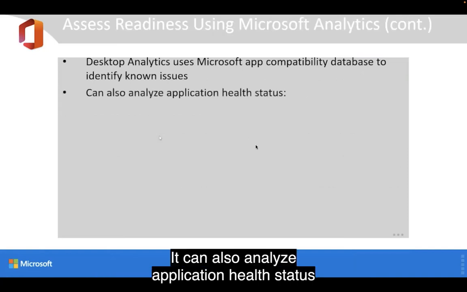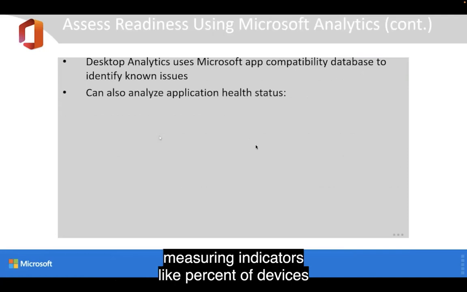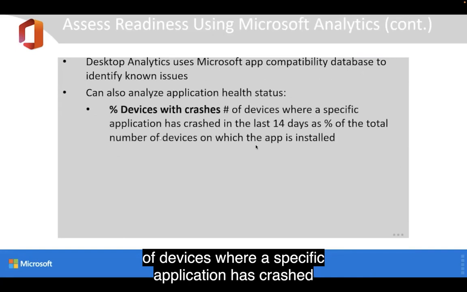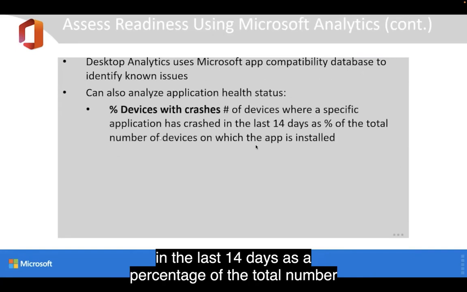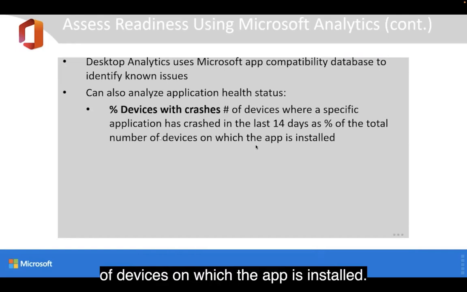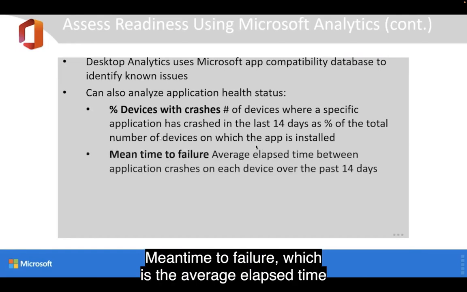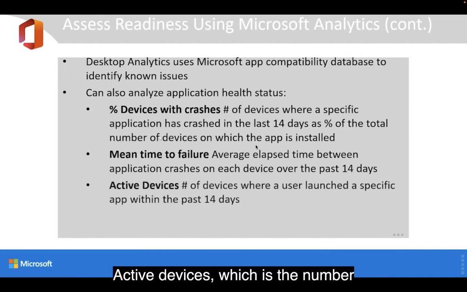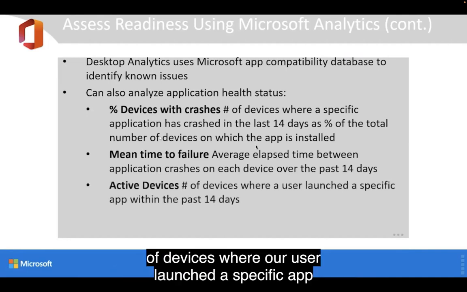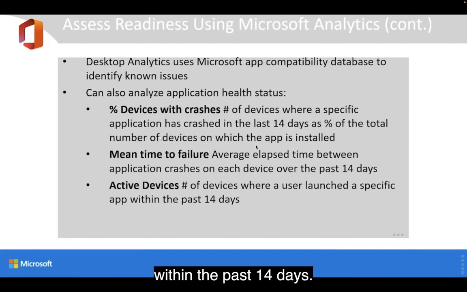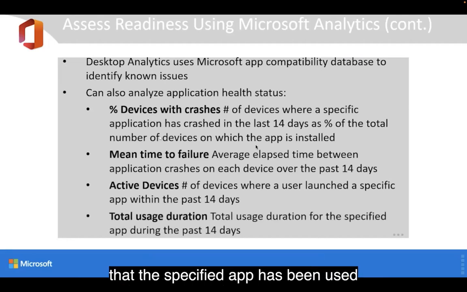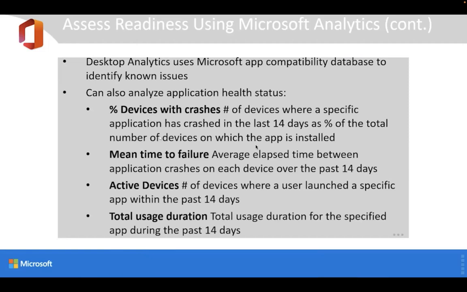It can also analyze application health status, measuring indicators like percent of devices with crashes, which is the number of devices where a specific application has crashed in the last 14 days, as a percentage of the total number of devices on which the app is installed; mean time to failure, which is the average elapsed time between application crashes on each device over the past 14 days; active devices, which is the number of devices where a user launched a specific app within the past 14 days; and total usage duration, which is the total time that the specified app has been used during the past 14 days.